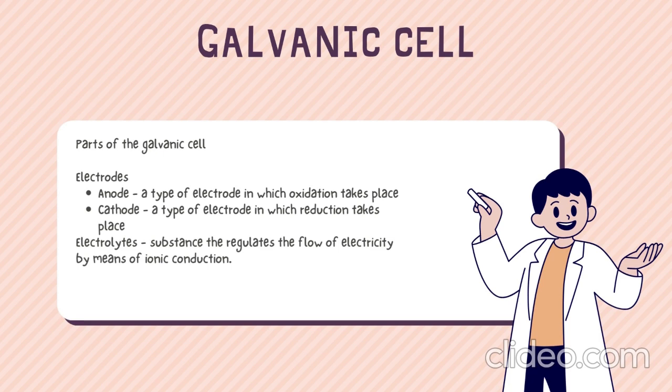For the parts of the galvanic cell, first are the electrodes. These electrodes are composed of two distinct types. First is the anode, which is the electrode in which oxidation takes place. Next is the cathode, a type of electrode in which reduction takes place. Next are the electrolytes. Electrolytes are substances that regulate the flow of electricity by means of ionic conduction.